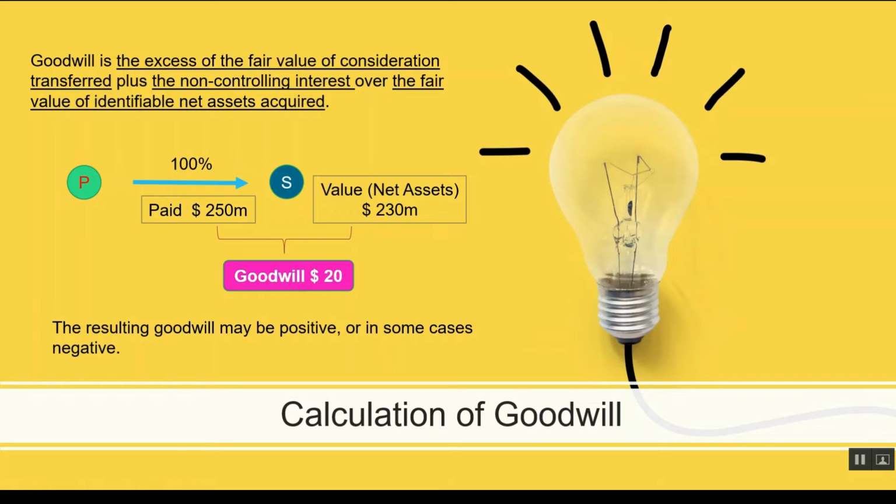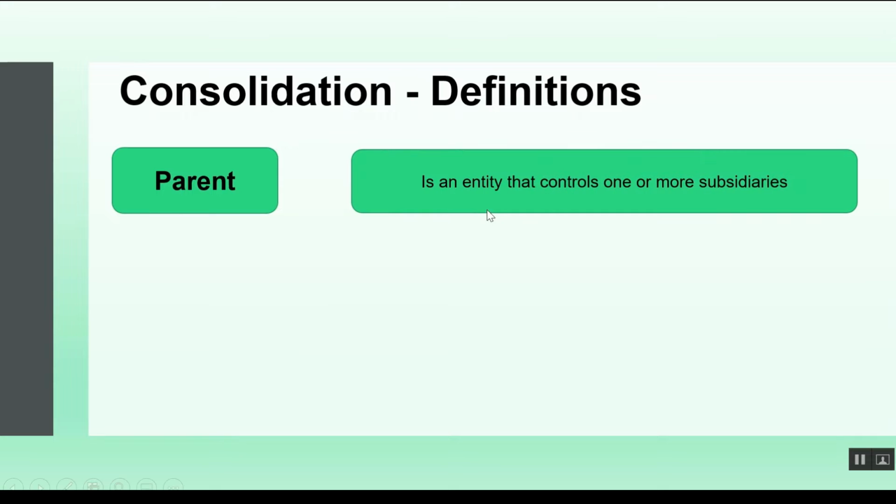The resulting goodwill may be positive, or in some cases negative. I will discuss how to deal with positive and negative goodwill in my future videos. Now, there are some basic definitions we should know in understanding the consolidation process. The first one is the parent. Who is a parent company? A parent is an entity that controls one or more subsidiaries, or else we can call it the acquirer. The acquirer is the entity that obtains control of the acquiree.